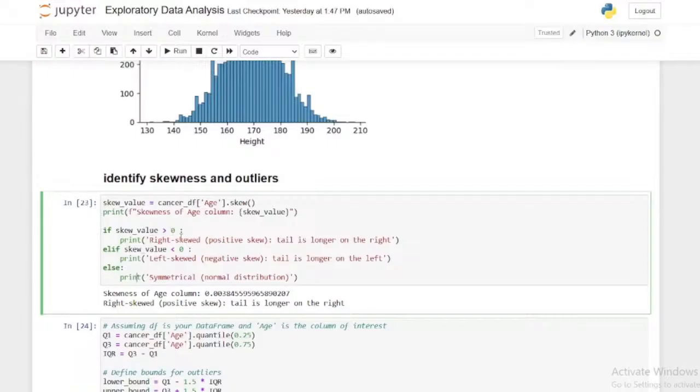If it's greater than 0, it's going to print it's right skewed or positively skewed and the tail is longer on the right. While if the skew value is lesser than 0, it's going to say it is left skewed or negatively skewed and the tail is longer on the right. Then if this value is equal to 0, meaning it is not greater than 0 and not lesser than 0, it's going to tell me we have a normal distribution. So that's an easy way for you to get how skewed your data column is.